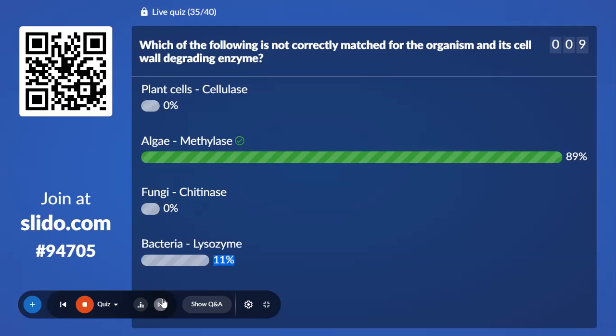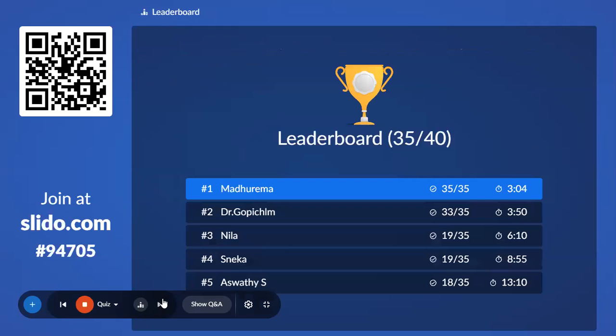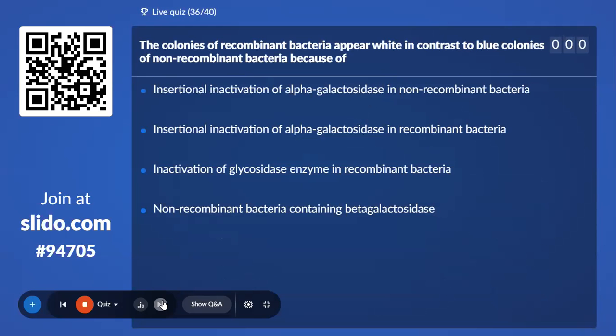Third leaderboard. Second last leaderboard for the day. Good going, Madhurema, good going. Next we have Dr. Gopi, 33, Nila, 19, Snekha, 19, Ashwati, 18. 36th question, I want Madhurema to go 40 on 40. Read the question and answer. Brilliant students, keep it up.